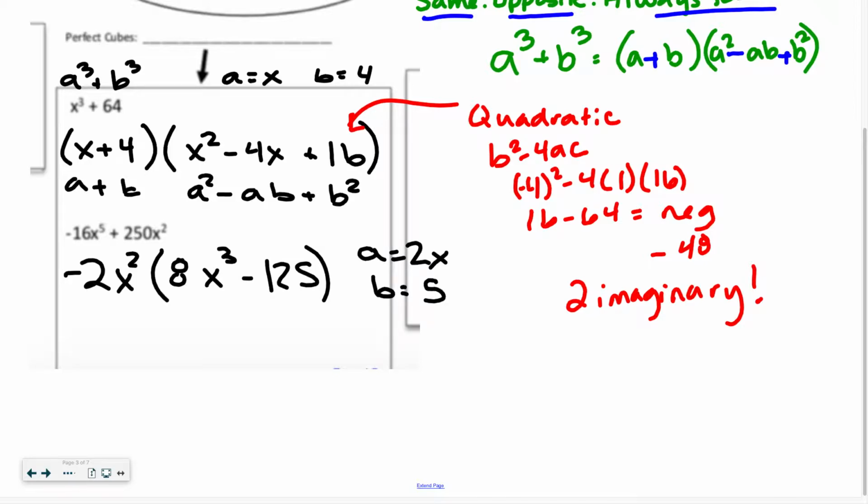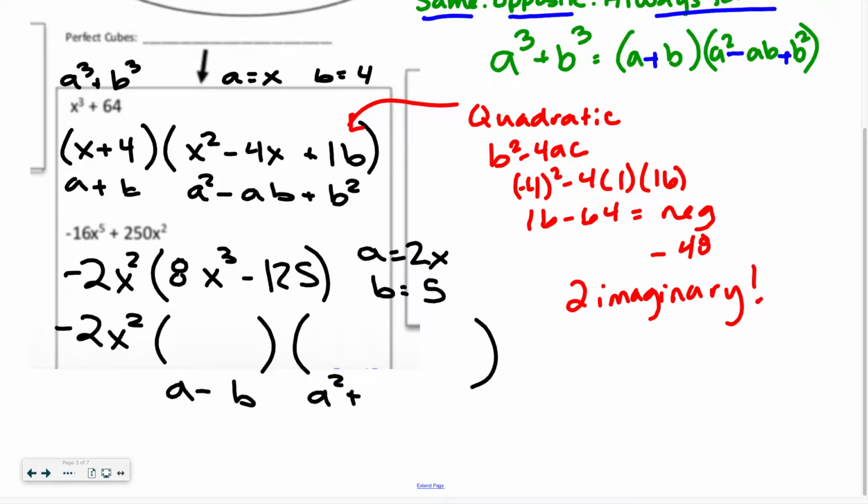5. You don't need to worry about the sign as like a negative 5 because the SOAP, same opposite always positive, does all the sign work for you. So you just really need, what's the cube root of 8x cubed? What's the cube root of 125? And plug them into your difference of perfect cube. So that's the same sign, the opposite sign, and always positive.